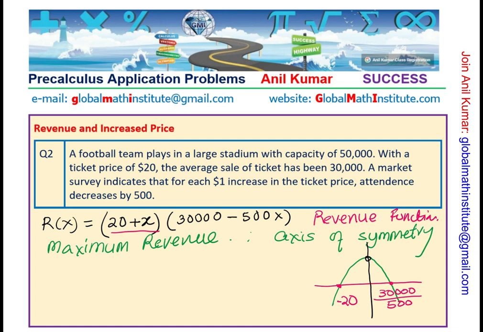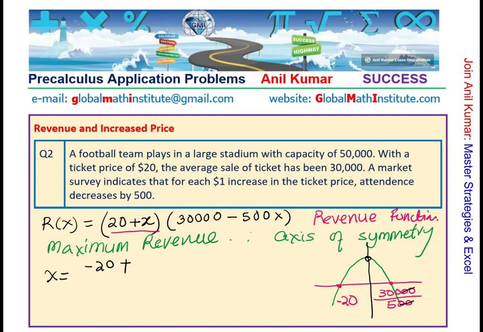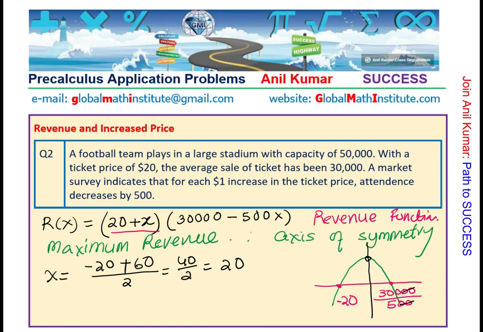You get the whole idea, right? So what we've done is found the value of x as the average of minus 20 plus what makes that 0? 30,000 divided by 500. So 30,000 divided by 500 can be simplified, correct? 300 divided by 5 gives us 60, and the average of minus 20 and 60 is 40 divided by 2, or 20. That means we need to increase the price by $20, rather double. You get the whole idea.